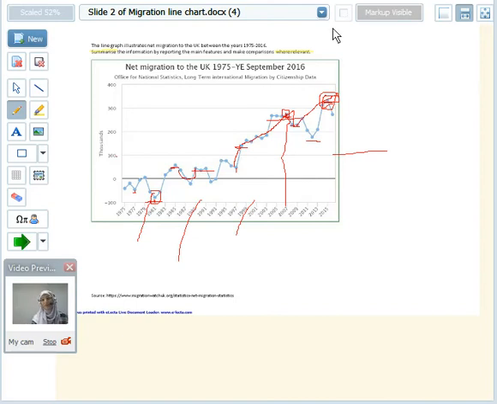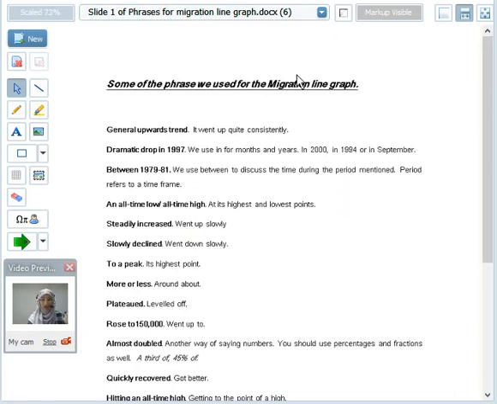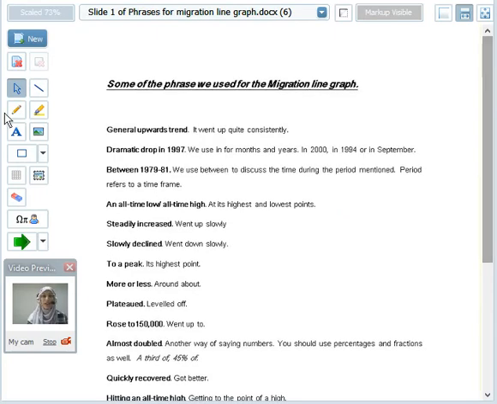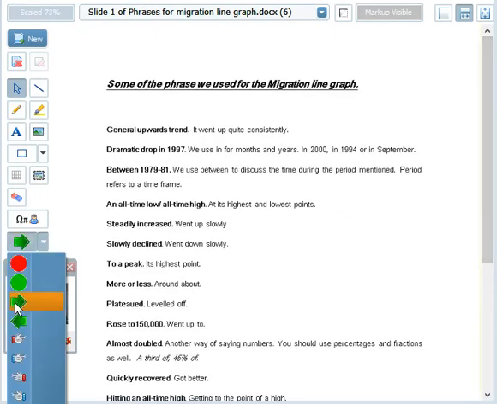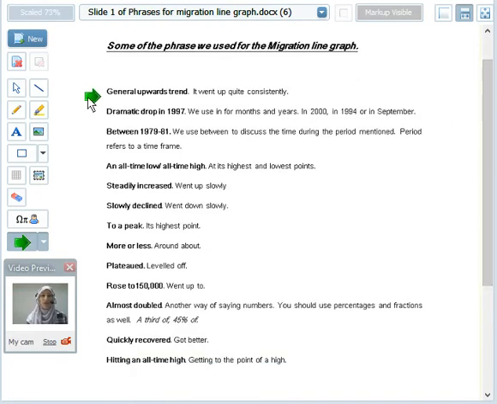Okay, so what we're going to do now is have a look at some of the phrases that we used for this particular line graph. So let's have a look at this. Let me get my little green arrow. Okay, so here we talk about a general upwards trend. When I talk about a general upwards trend, I'm talking about what it did in general over the years. So how consistent. General is consistent.